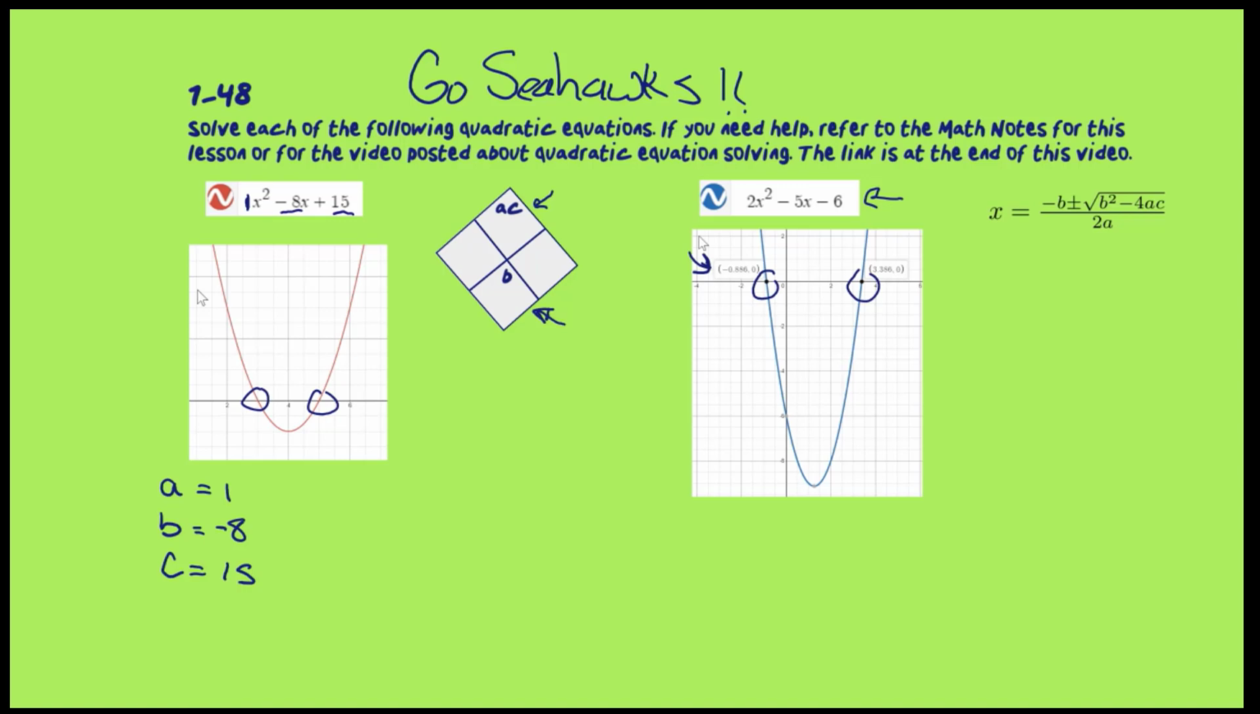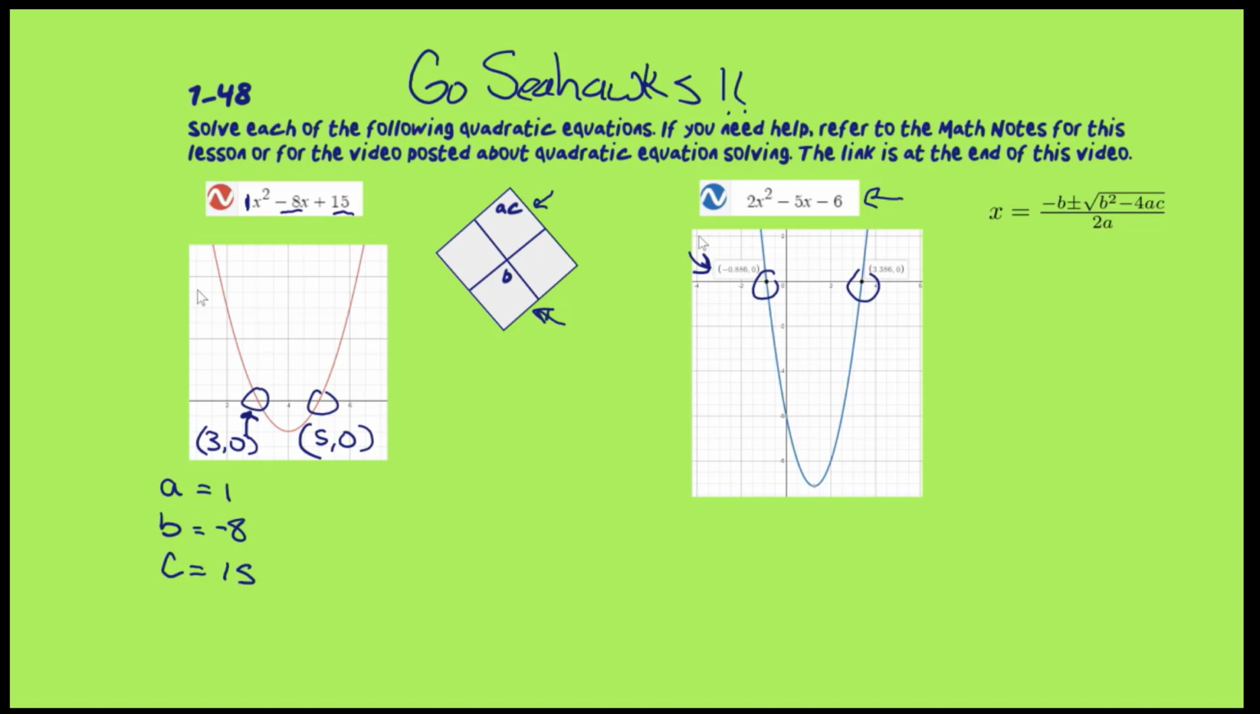Now, if I'm correct, my points should be at 3, 0 and 5, 0. So let's see if my factoring is correct. Sorry, I made that font so small, it was difficult to read. And then you have to be able to look at the scale and all that good stuff.